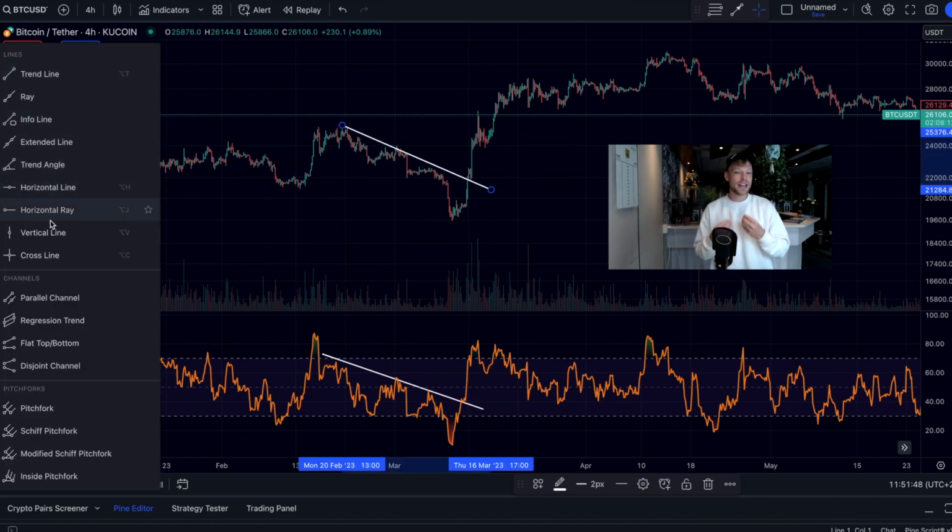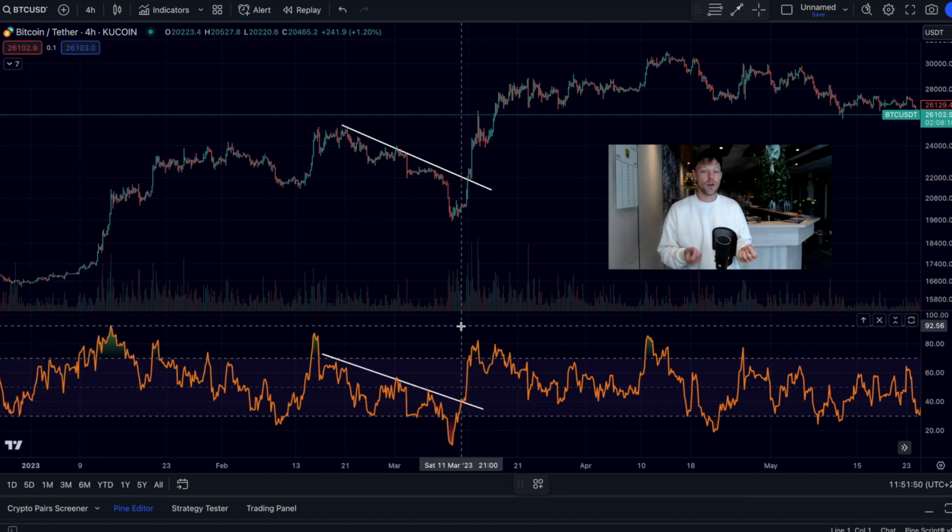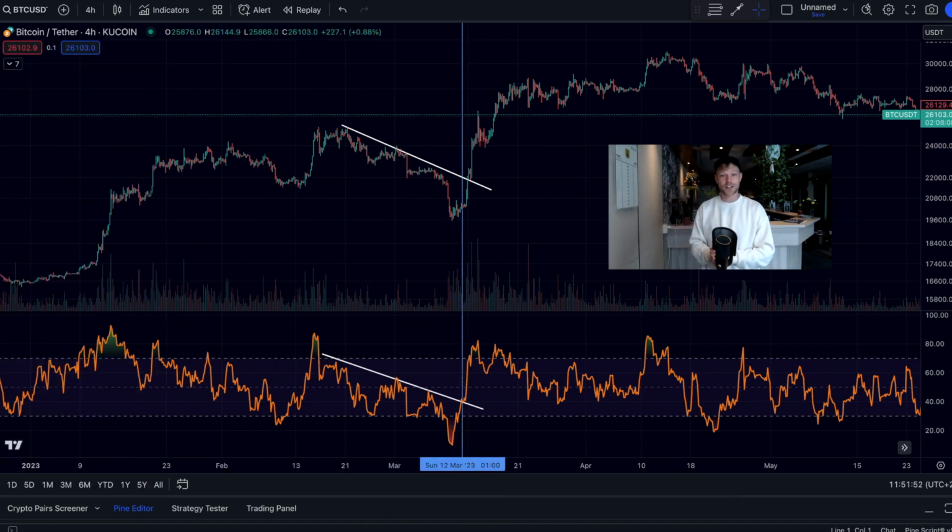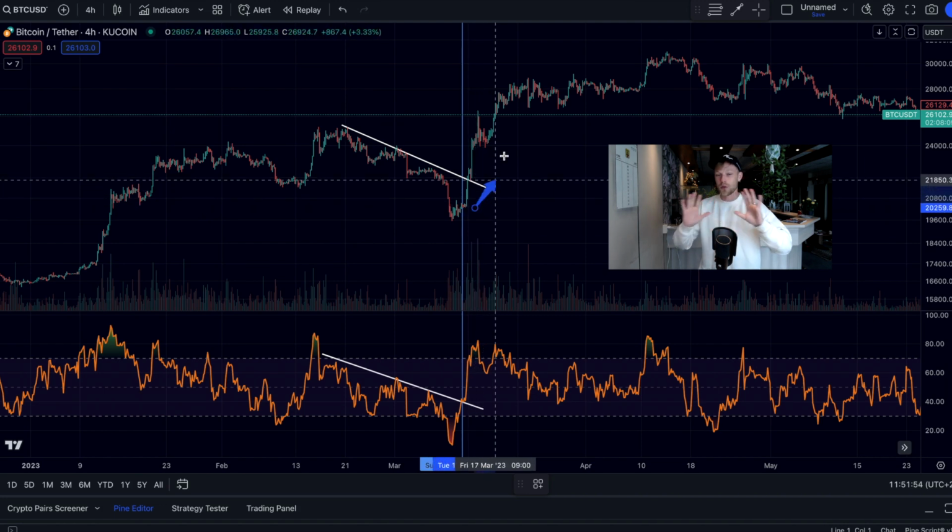So that can be a tremendous important signal to already know in which direction the price is going to break out to. Now let's talk about some tips and tricks when using the relative strength index.